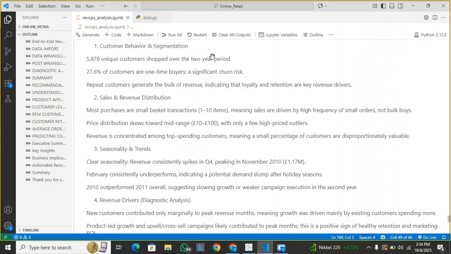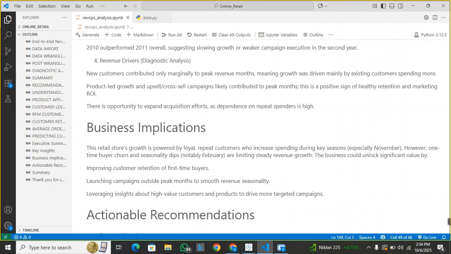So, in the aspect of revenue drivers, we carried out diagnostic analysis to see that new customers contributed only marginally to peak revenue months, meaning growth was driven mainly by existing customers spending more. Product led growth and upsell cross sell campaigns likely contributed to peak months. This is a positive sign of healthy retention and marketing return on investment. There is opportunity to expand acquisition efforts as dependence on repeat spenders is high.